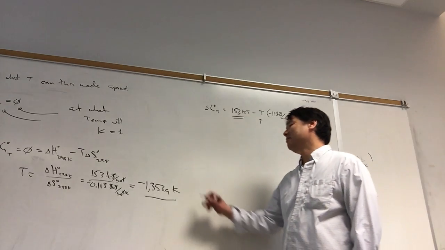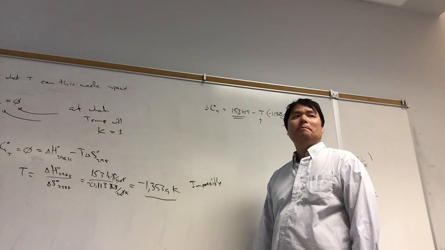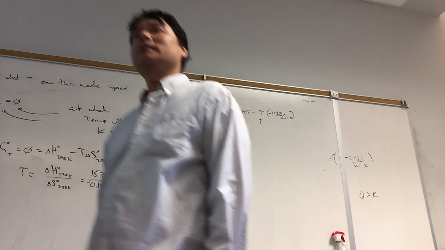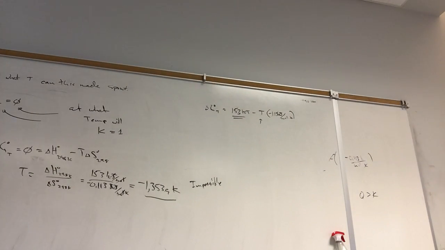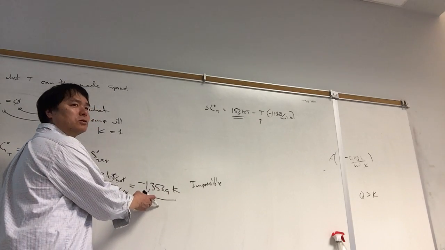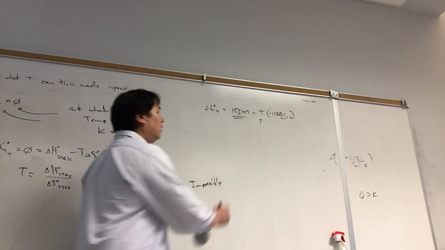This is below zero. This is impossible. But I did the calculations right. You did the calculation right, but this is the problem with thermodynamics. Thermodynamics doesn't have something that says warning, you're using the wrong equation, or warning, you're interpreting the number wrong. You could go ahead and do the calculation, and the calculation's right, but this is an impossible temperature, so what we say is that this is non-spontaneous at all temperatures.